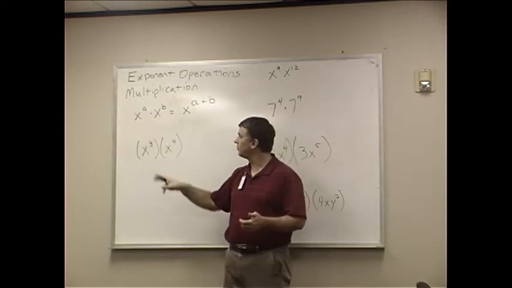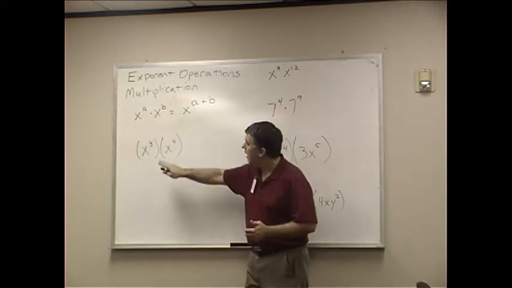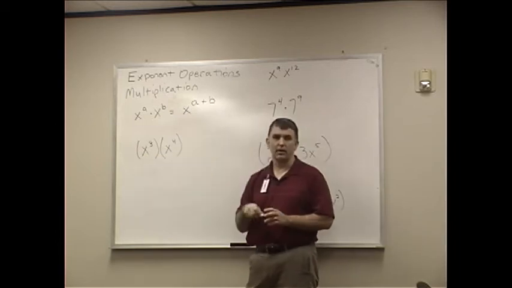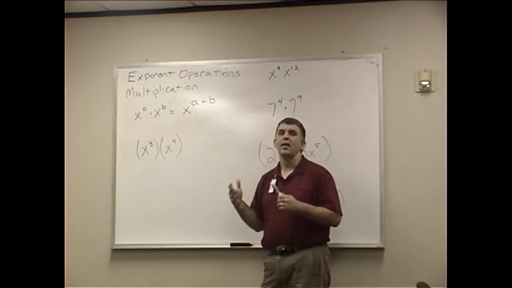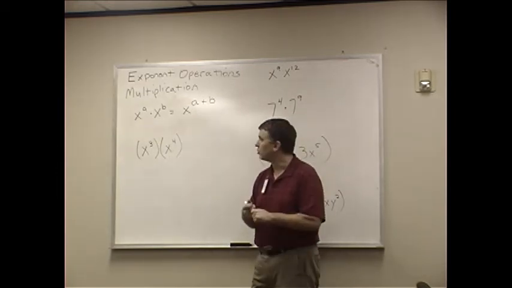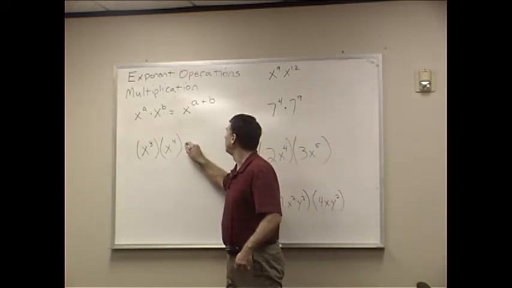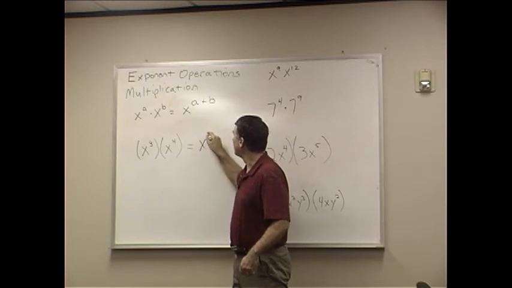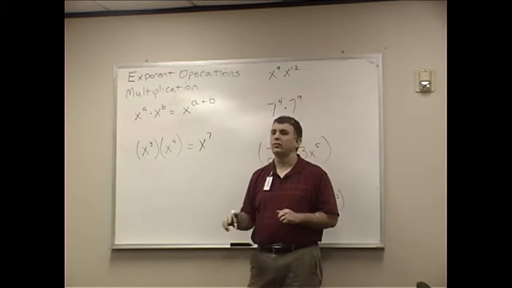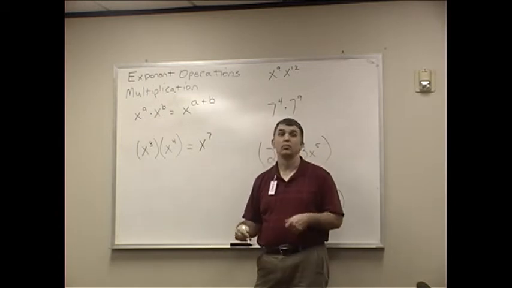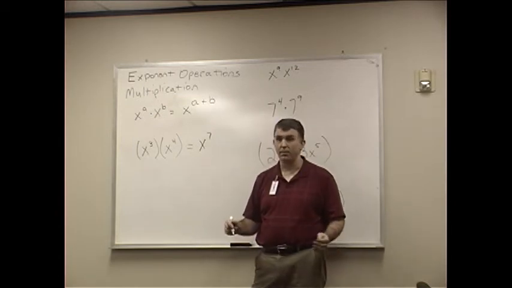So first, let's just do the first example. I've got x to the third times x to the fourth. They both have exponents. That's when the adding exponent rule applies. So this is going to equal x to the seventh. Yes, we add these. Now, as far as why we add, it's really pretty straightforward and simple.